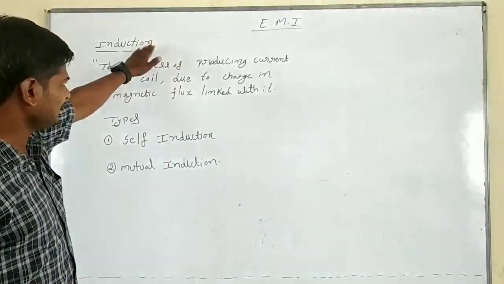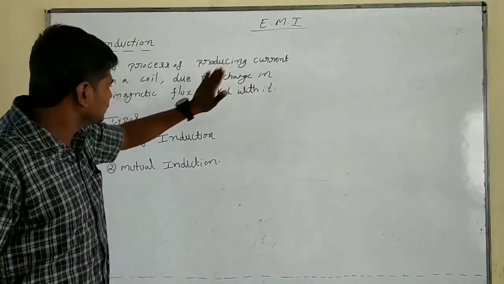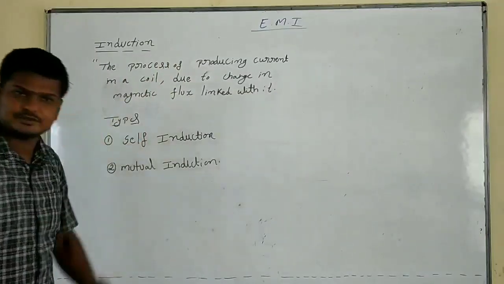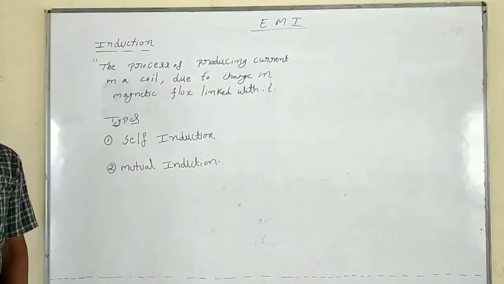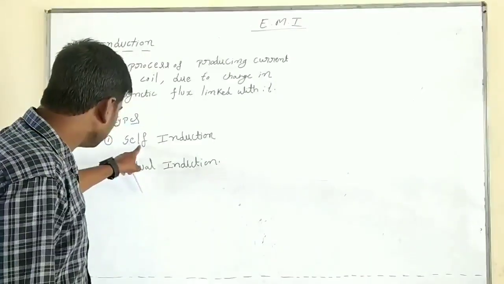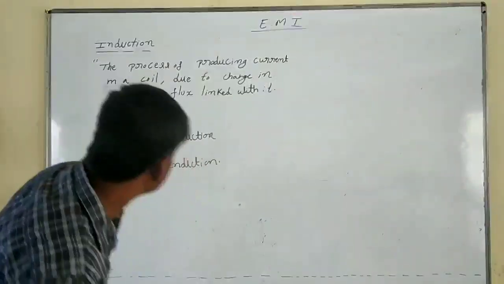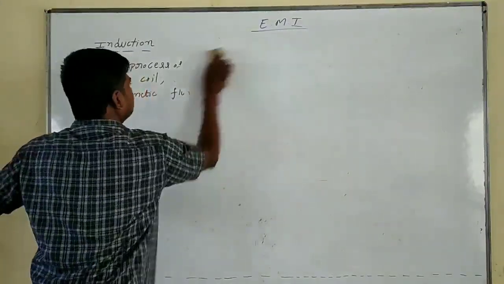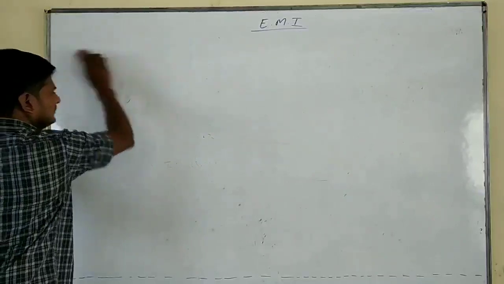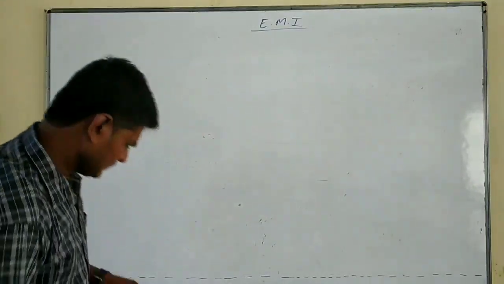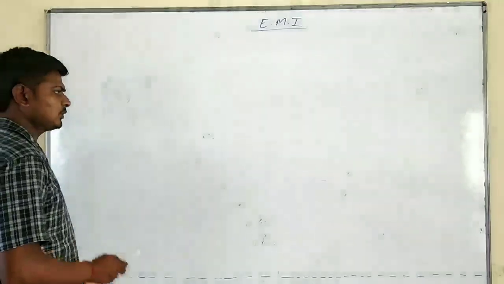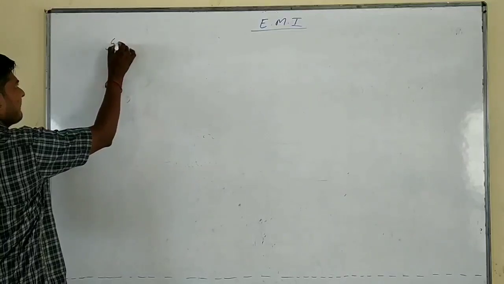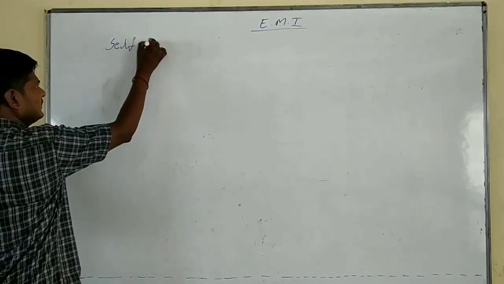So the process of producing the current in a coil due to changing magnetic flux linked with it, we call induction. There will be two types, self-induction and mutual induction. Today's class we will discuss self-induction.